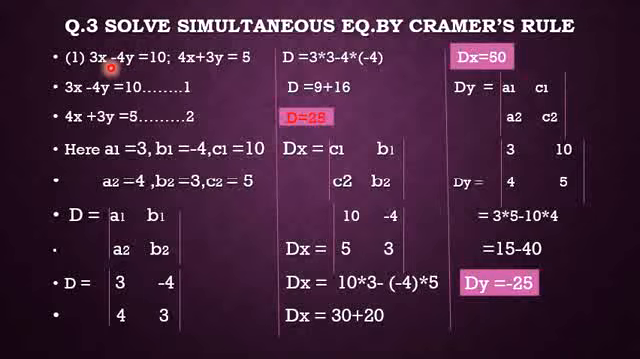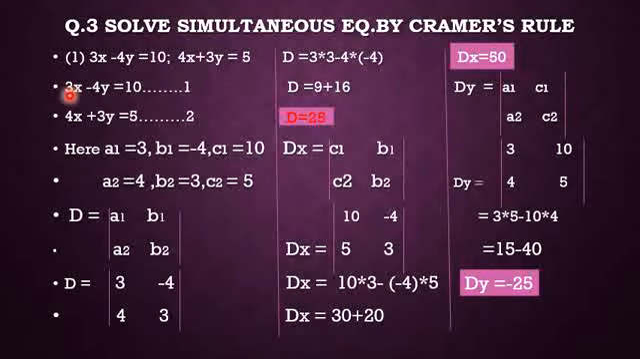Then a1, that is equation number 1, coefficient of x, x चा सहगुणक. a1 is equal to 3, b1 is equal to minus 4, c1 is equal to 10. a2 is equal to 4, b2 is equal to 3, c2 is equal to 5. Coefficient of x is 4, coefficient of y is 3, and constant term is 5.